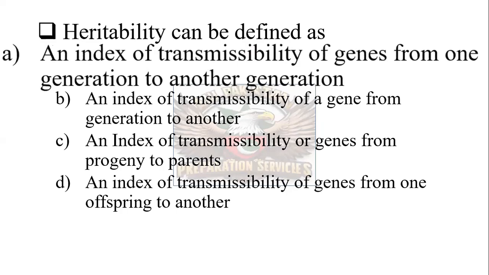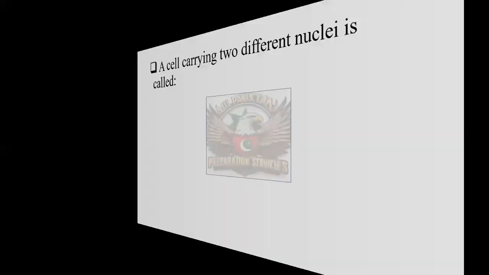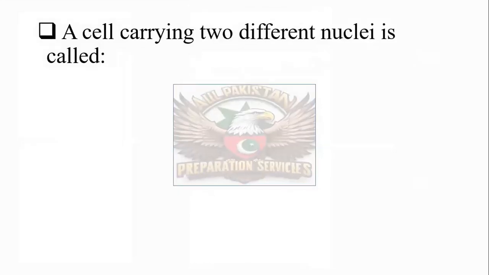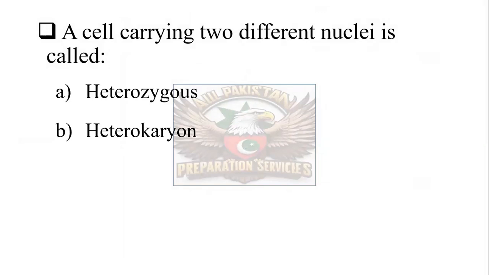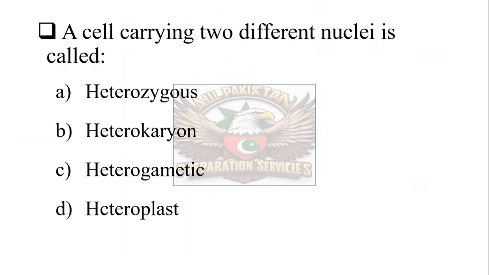Next question is that a cell carrying two different nuclei is called heterozygous, heterokaryon, heterogametic, or heteroblast.